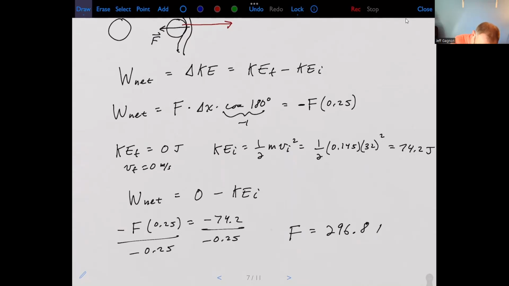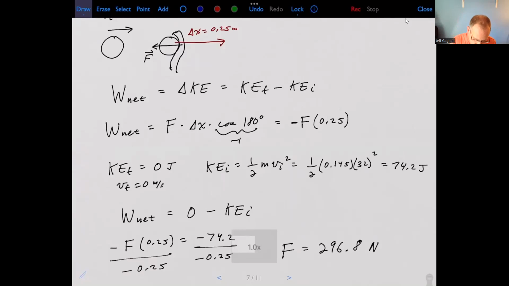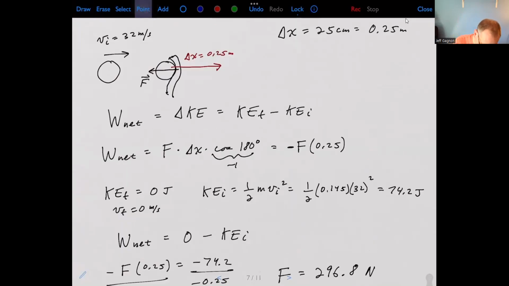That's newtons. Okay, and again, that was actually the force that the glove exerts on the ball. But by Newton's third law, we know that the magnitude of the force that the ball exerts on the glove is exactly the same, right? It's going to be in the opposite direction. So if we want the force that the ball exerts on the glove, it's going to be to the right. But the magnitude is exactly the same.